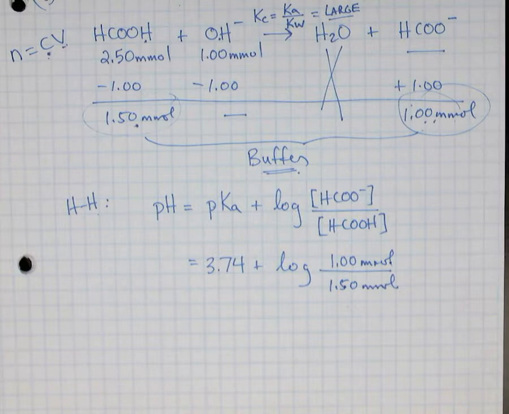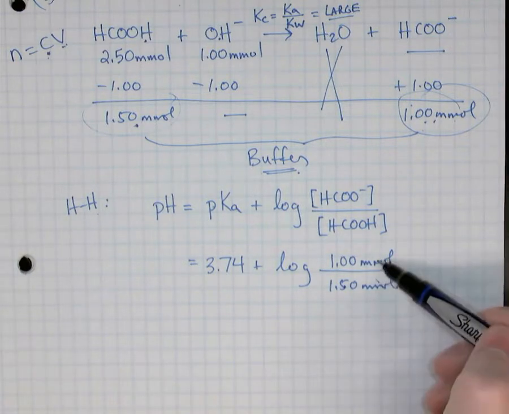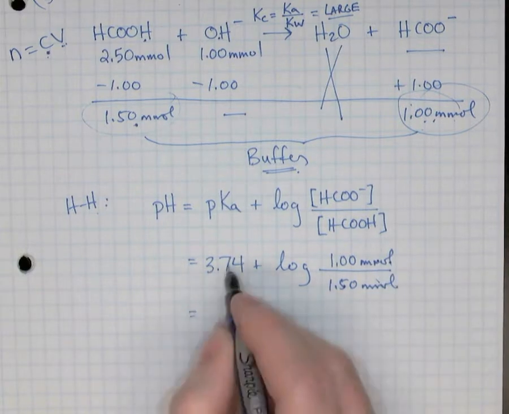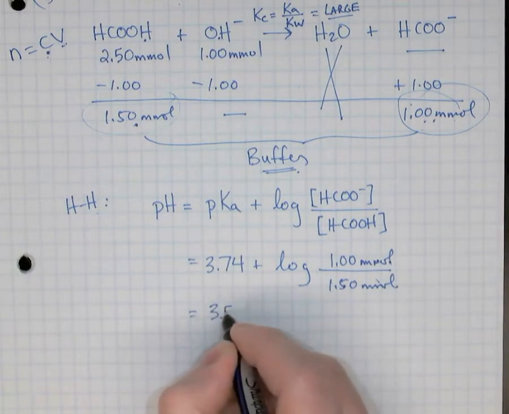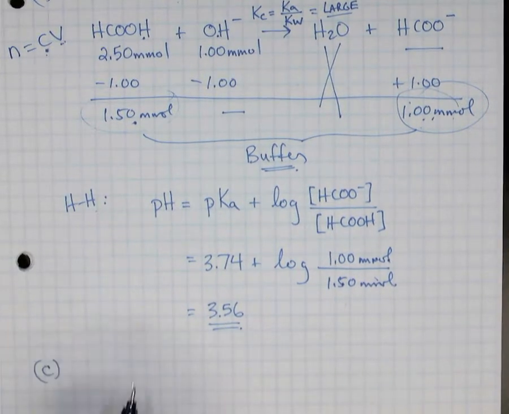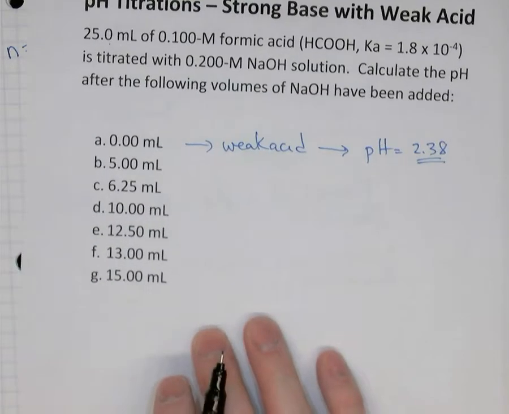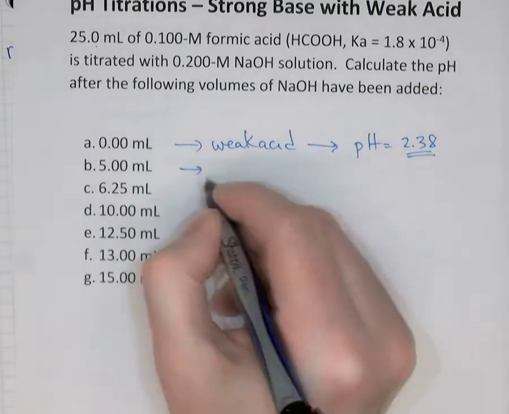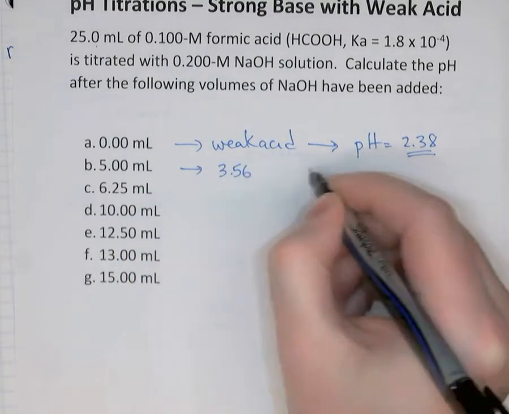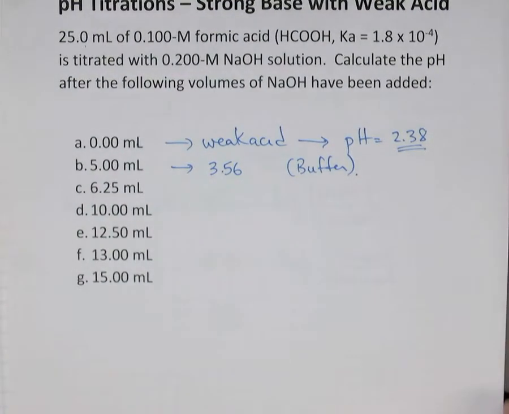So now grabbing a calculator, 3.74 plus the logarithm of 1 divided by 1.5. Notice that you had more acid than base, so the pH is going to be lower than the pKa value, 3.56. So our pH after the start of the titration is 3.56, and we had a buffer in the beaker at that point. Okay.